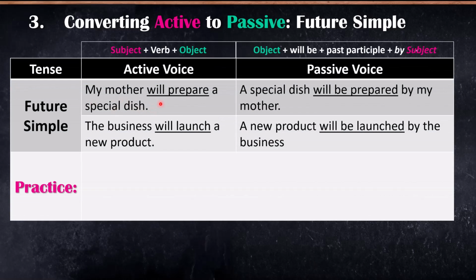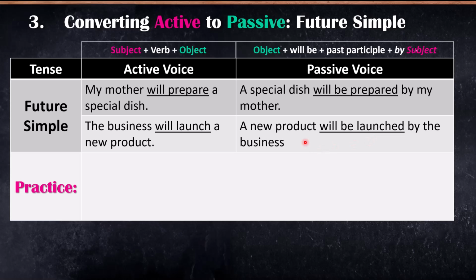My mother will prepare a special dish. The business will launch a new product. When converting to passive with the future simple, we have the object plus will be plus the past participle plus by subject. So, a special dish will be prepared by my mother. A new product will be launched by the business.